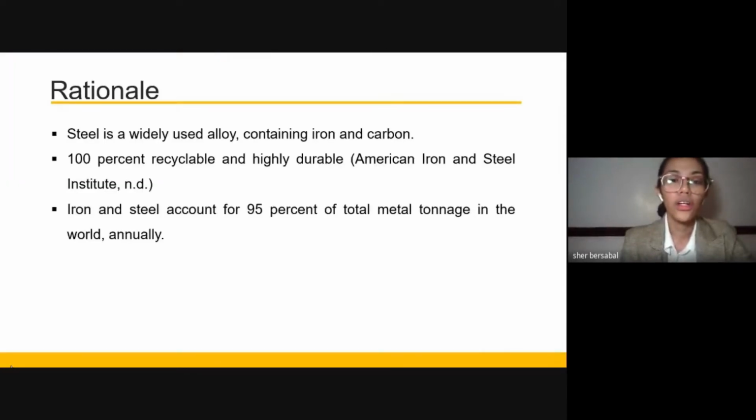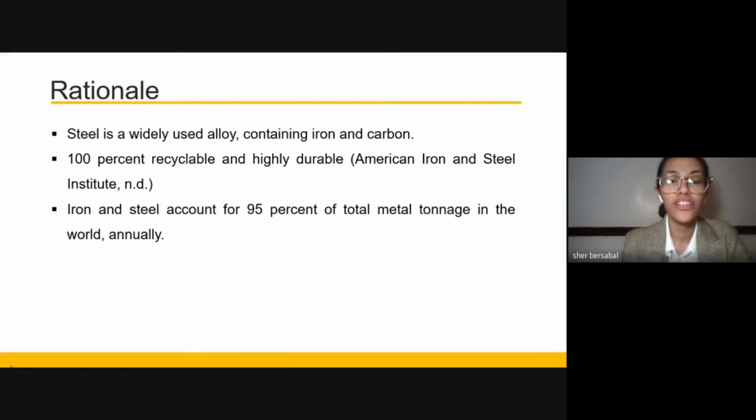Moving forward, I'd like to focus on the discussion of our rationale or background of the study. To begin, I'd like to discuss and define steel. So what is steel? Steel is a widely used alloy containing iron and carbon. You may also be wondering what an alloy is. An alloy is a metallic substance containing or composed of two or more elements.